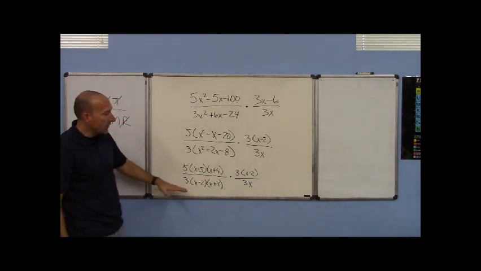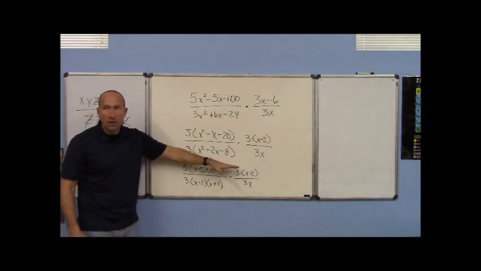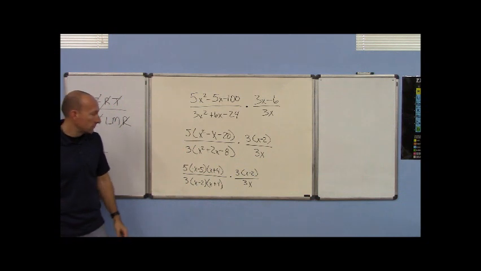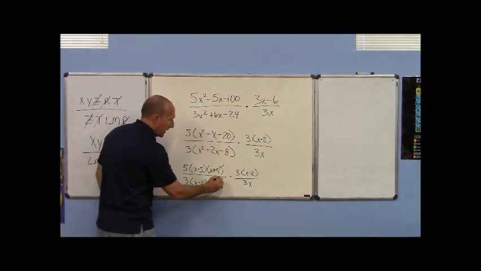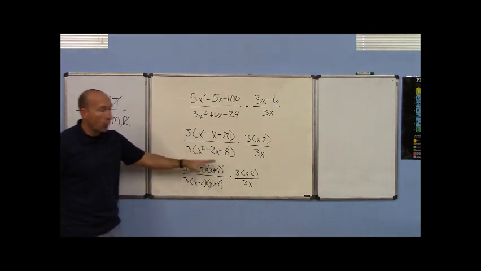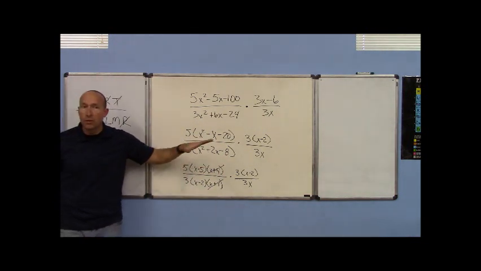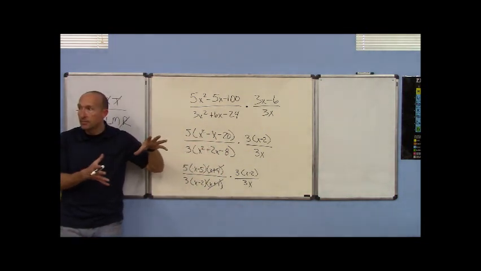So what is one thing on the bottom that is also on top? X plus 4. So x plus 4 here and x plus 4 here. There's one of each of those, and we're only pulling out one at a time.